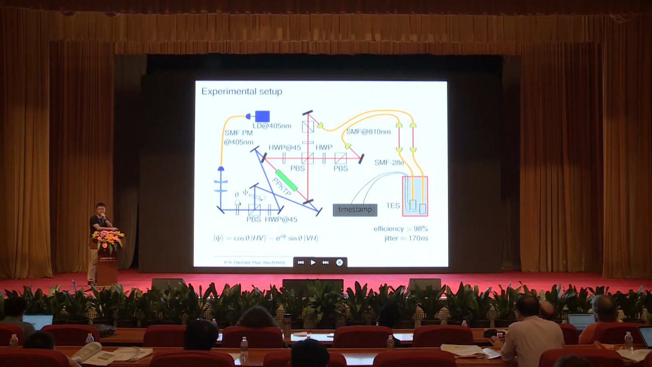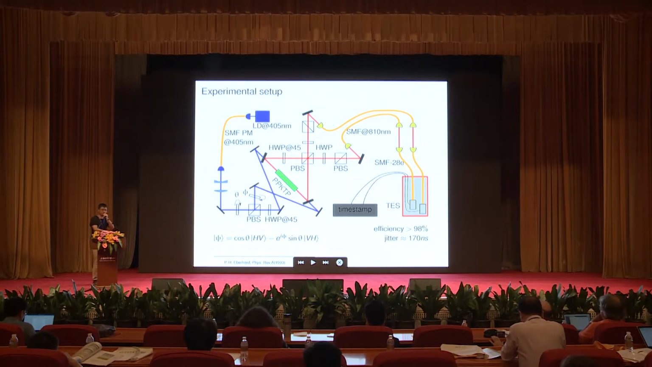So we put a thin glass inside one pump arm to control the relative phase φ. By carefully adjusting the pumping beam width and the collection width, we can couple around 90% of photons from the source into the single mode fiber for 810 nanometer.